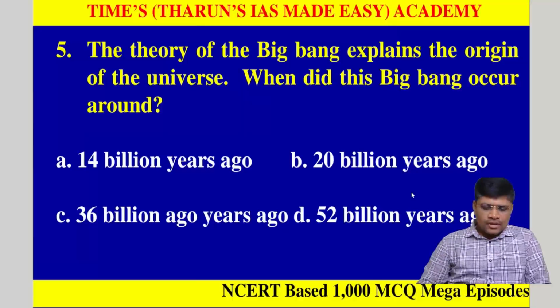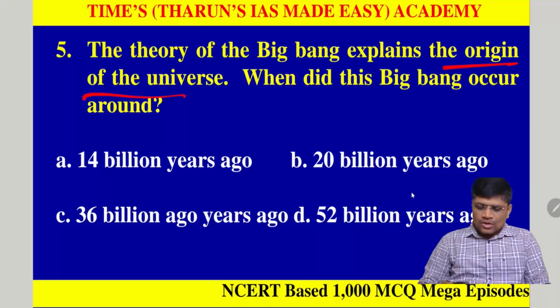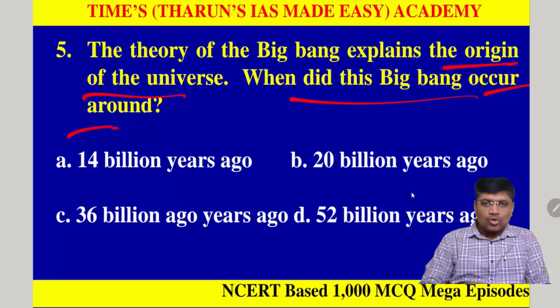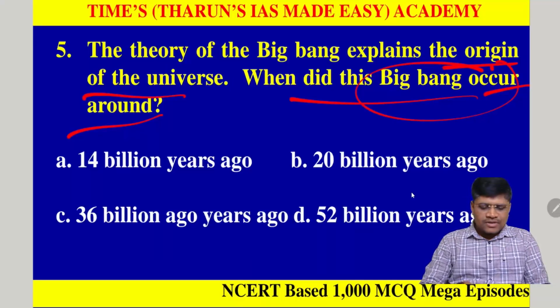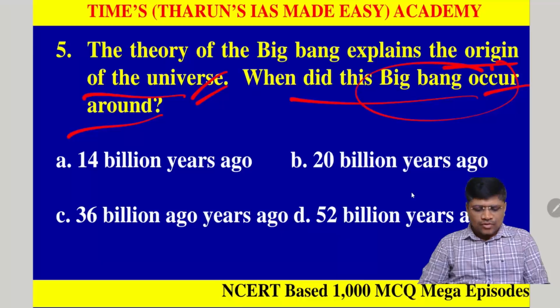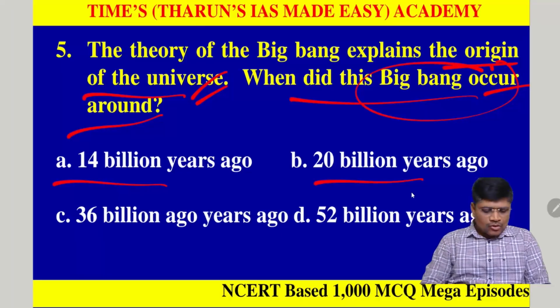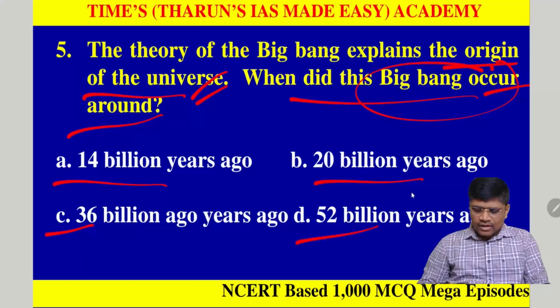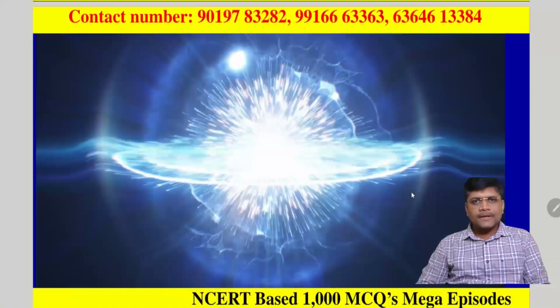So next question. The theory of the Big Bang explains the origin of the universe. So when did this Big Bang occur? We know that the Big Bang theory is the main hypothesis which explains the origin of the universe. So this question is asking when the Big Bang took place. Option A says 14 billion years ago, B 20 billion years ago, C 36 billion years ago, and finally D 52 billion years ago. Let's see.